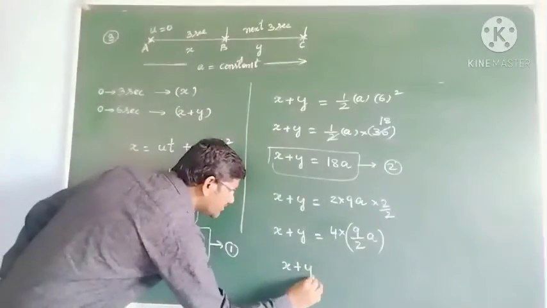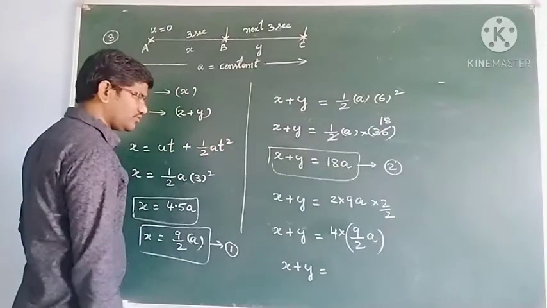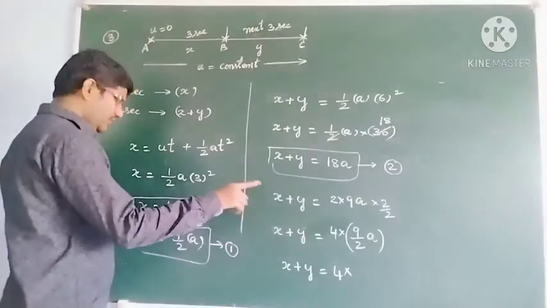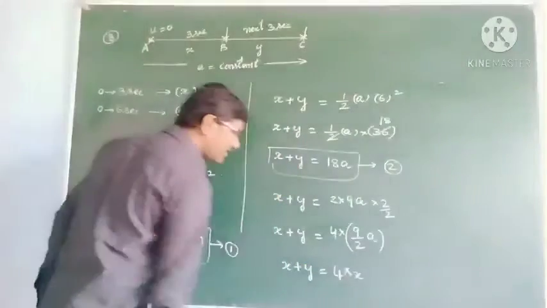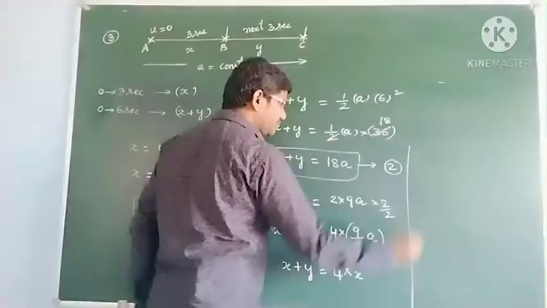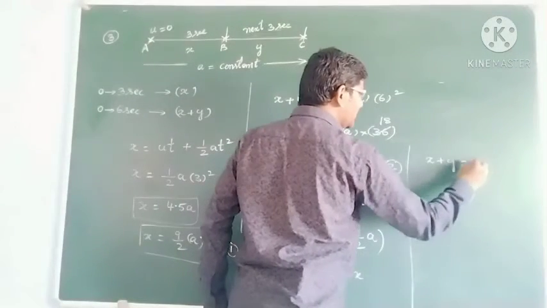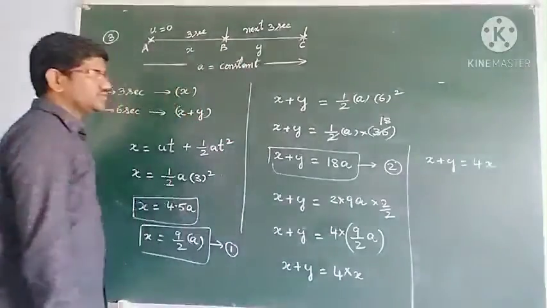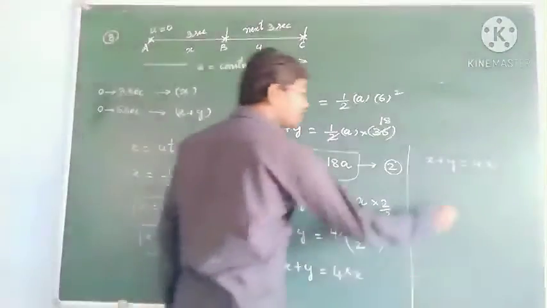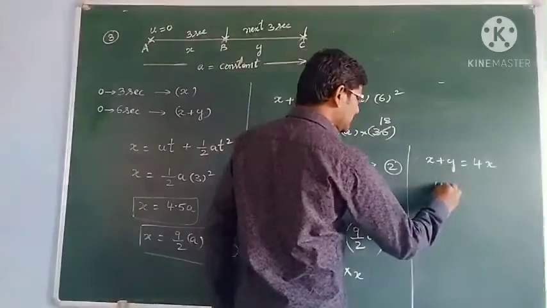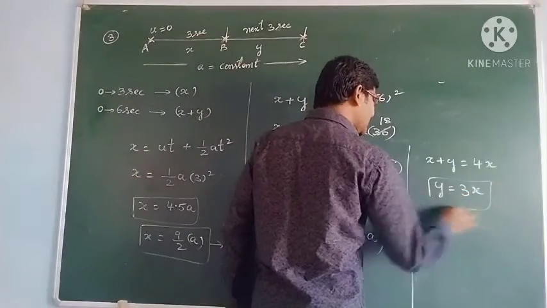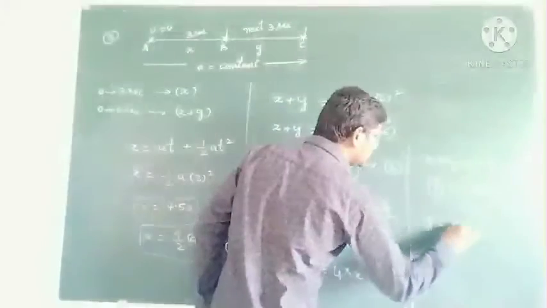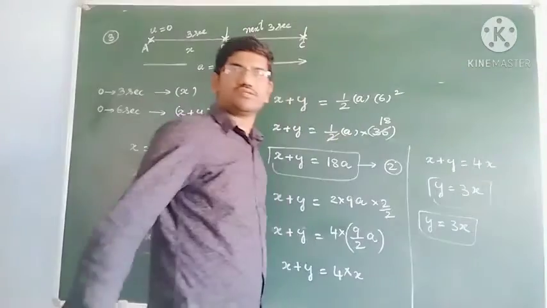Then x plus y is equal to, so how much are you getting? 4 into 9 by 2 into a can be written as x. So you are getting 4x. Okay students, then x plus y is equal to 4x. So the relation between them is x plus y is equal to 4x, then y is equal to 3x is the answer. So the relation between y and x is, y is 3 times of x. Okay students.